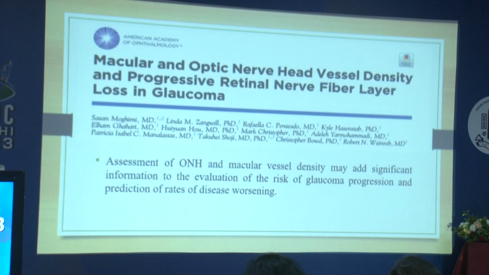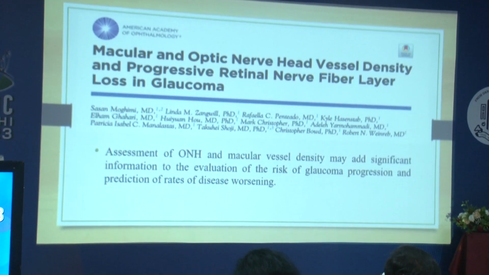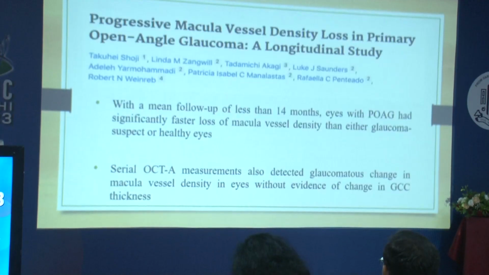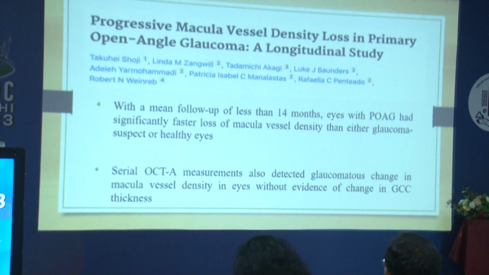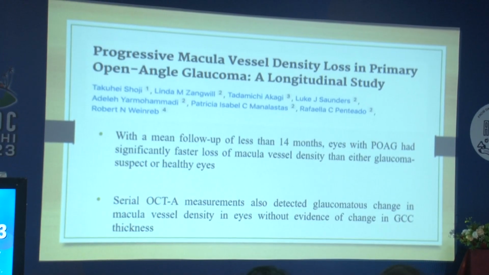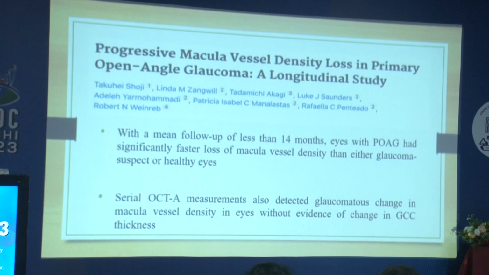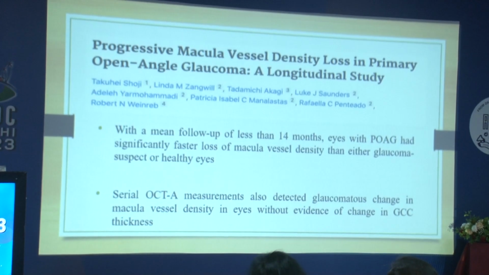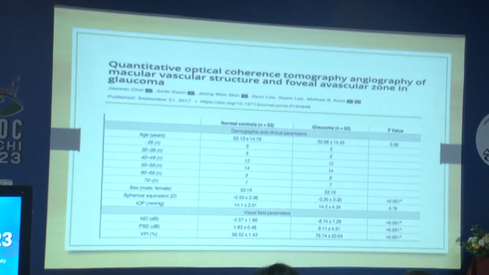This study by Mohogimi has shown that macular and ONH vessel density both have a relation with the advancement of glaucoma. This study, also by Shoji et al., has shown that macular vessel density also has a role in diagnosing primary open angle glaucoma. This is the first one to pick up the loss of reduced vascular density.